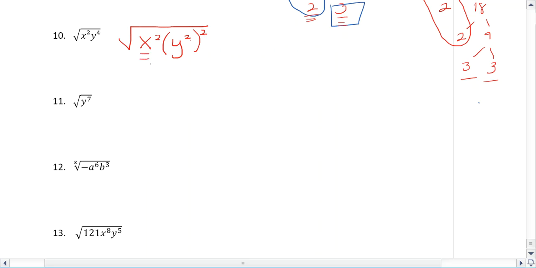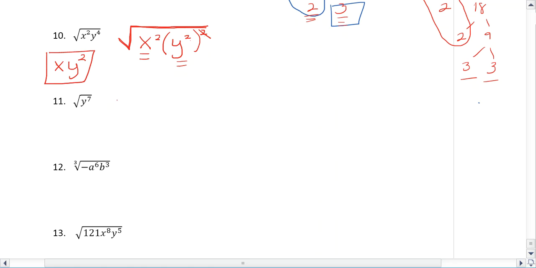So this is a perfect square, which is just x. And this y squared squared is a perfect square. So this square root takes care of this exponent, so I'm left with a y squared. Another way to say that is the square root of y to the fourth is y squared. So those were both perfect squares. We no longer have a radical in our answer.